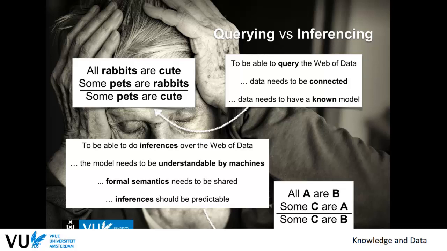And this means that if we understand the notions all and are and some, and if we agree on the inference rule, this one, then whatever instantiation we give it, we all have to agree or will agree on the inference that comes out of this process.